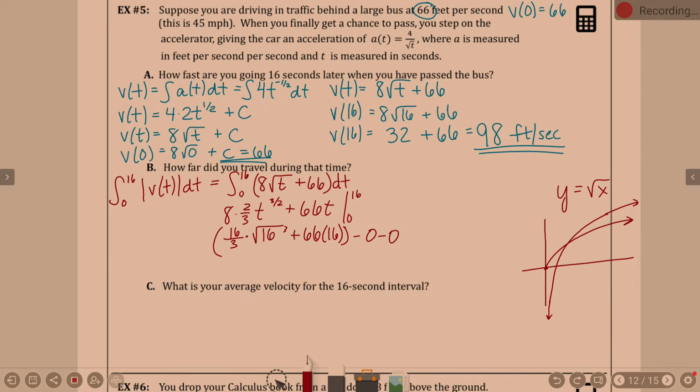So the square root of 16 is 4. 4 cubed is 64. Times 16 is some number that I don't have written down in my notes. That's 1024. Now I'm getting fractions. Okay, give me 65,536 over 3. I would turn that to a decimal, please.